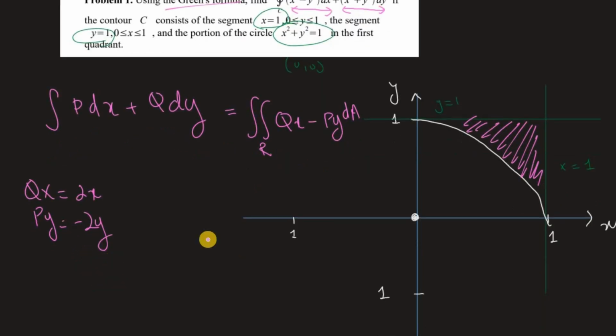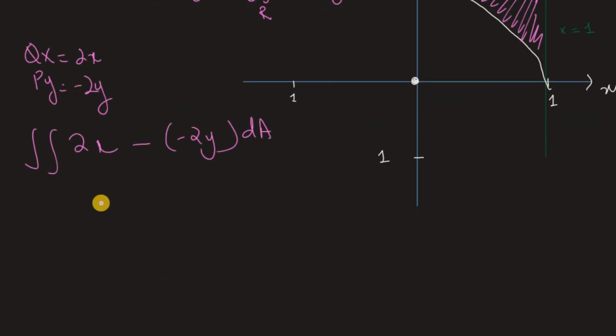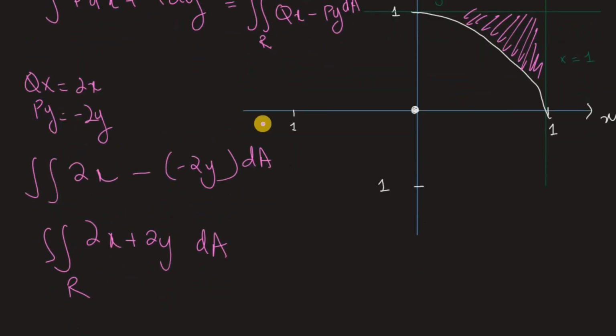Okay, now let's go ahead and plug this into the formula. So you have Qx minus Py, so in the formula there is already a minus over here. Okay, in your formula there is already a minus, but there's a minus over here as well, so then this is gonna turn out to be 2x plus 2y dA, and of course the region that we need to figure out over here.